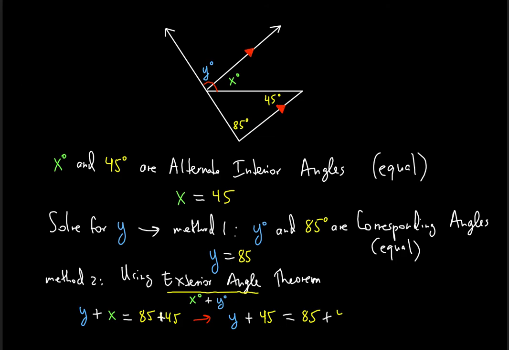Look what happens. On both sides, we have the same number, 45 and 45. We can cancel them out, because if you subtract them, both of them will be gone. As a result, y is left on the left side, and on the right side you have 85, and that matches exactly the result using the first method that we did. So you used two methods to solve for y: the corresponding angles method and the exterior angle theorem method.